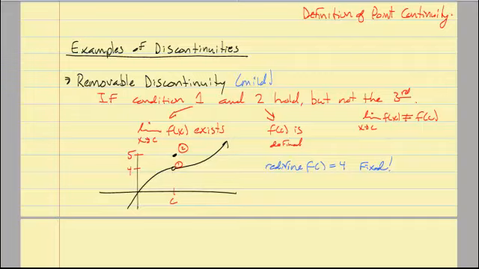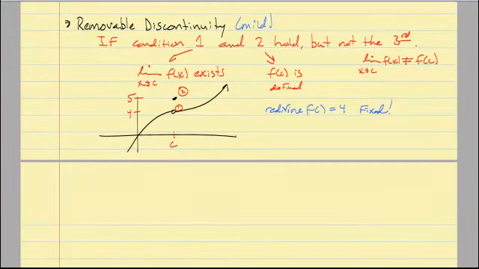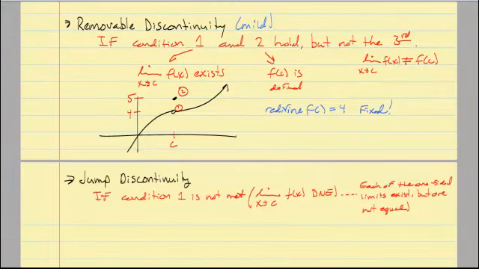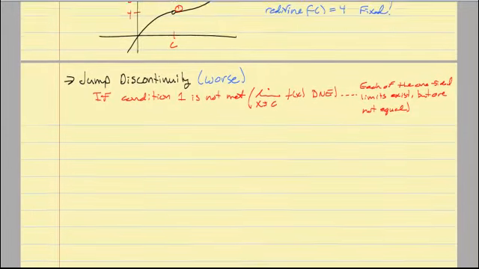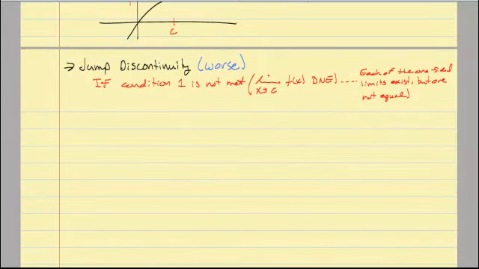The next type of discontinuity that we're going to be looking at is called a jump discontinuity. Now, in terms of types of discontinuities, a jump discontinuity is considered to be a worse type of discontinuity because we cannot fix it. Now, a jump discontinuity occurs if condition 1 is not met. Now remember, condition 1 was the limit as x approaches the constant exists. So what we're getting here is the limit as x approaches that constant does not exist. Now, each of the one-sided limits exists, but they're not equal. Remember, that's how we get a limit to exist.